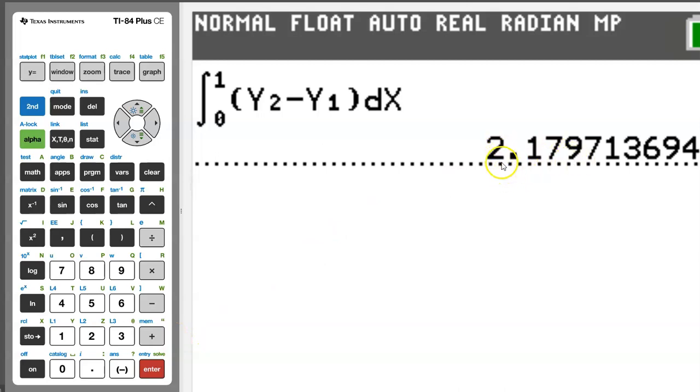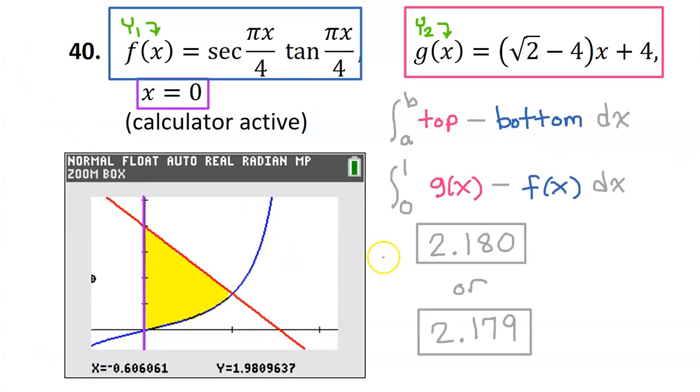And that's it. So the area is 2.179 if you truncate, or 2.180 if you round. So that's it for number 40.